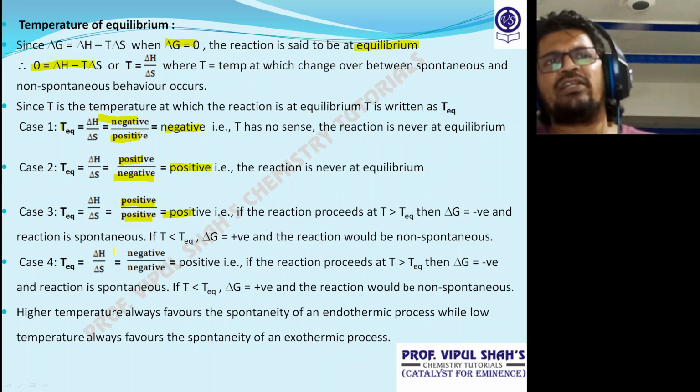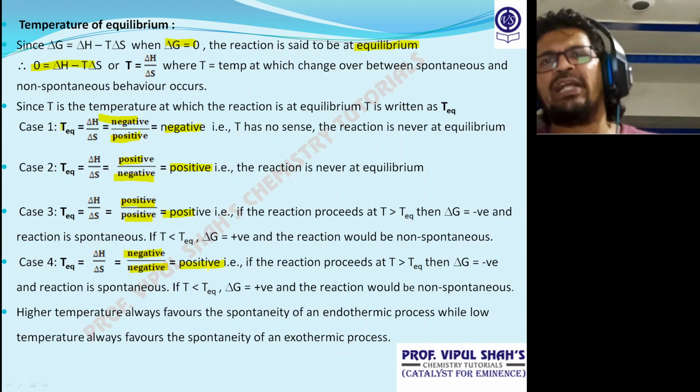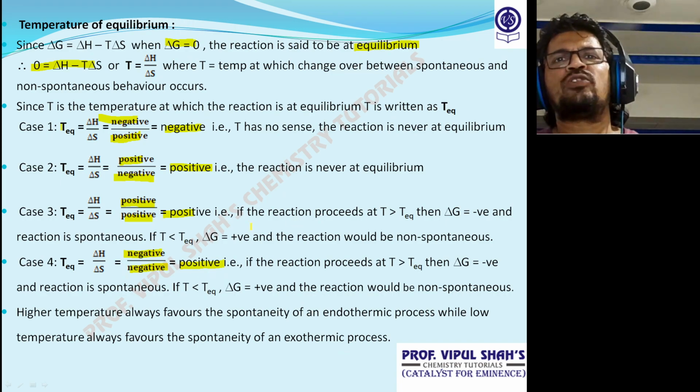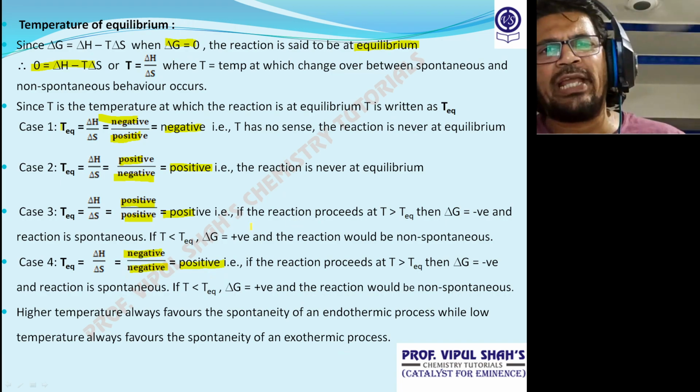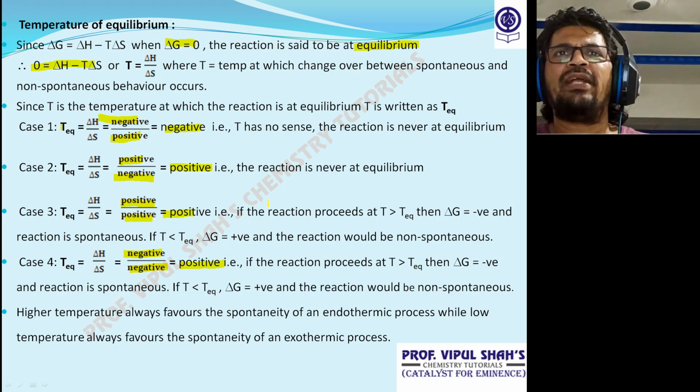And last, delta H negative, delta S also negative, then the temperature has to be positive, and it will be opposite. T will be less than T equilibrium for delta G to be negative. That's one. So high temperature favors the spontaneity of endothermic processes, and low temperature favors exothermic ones.